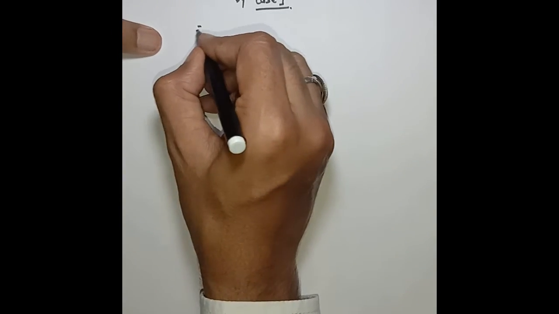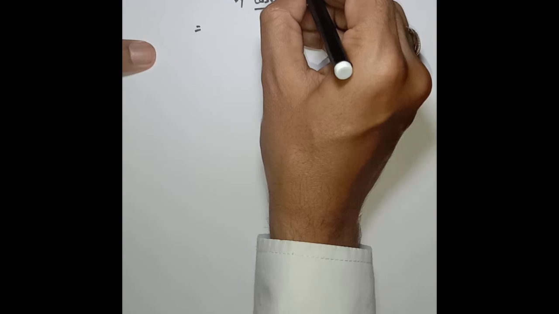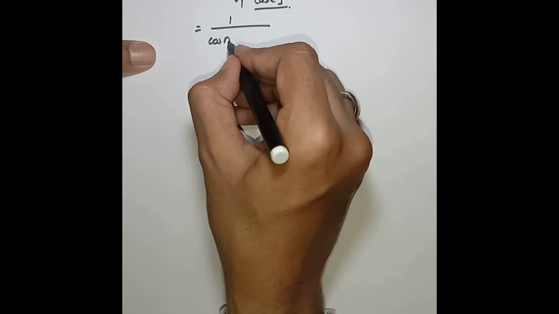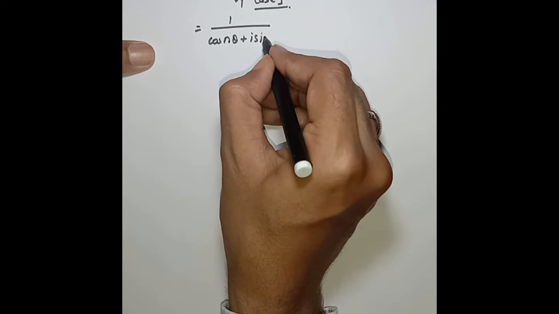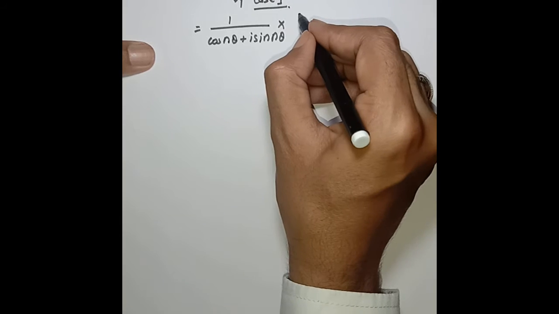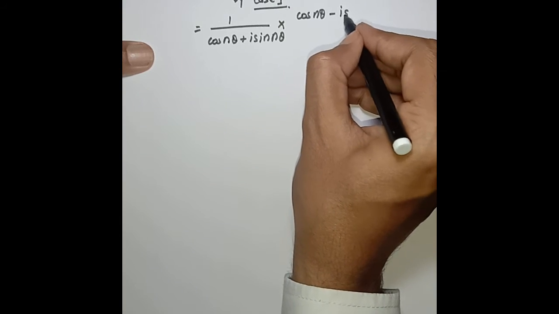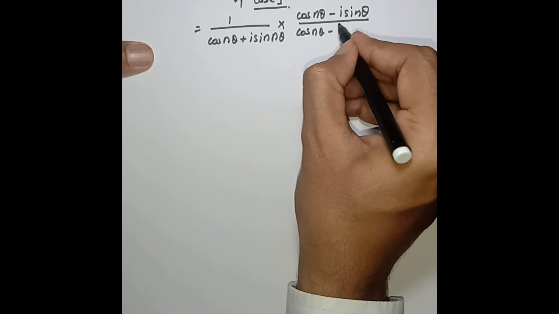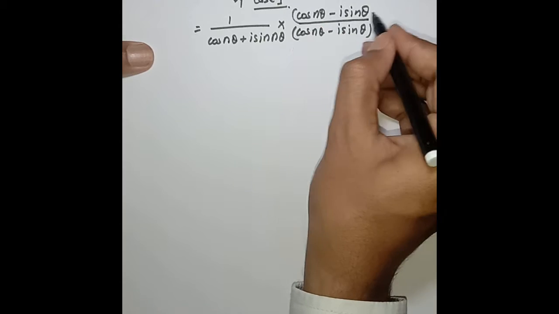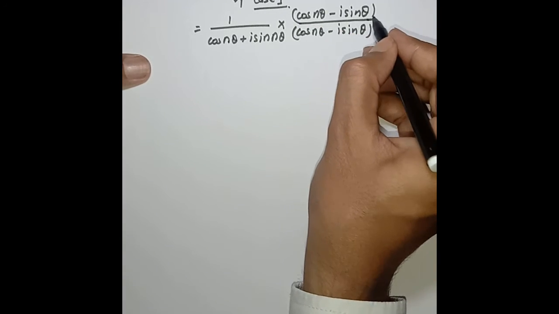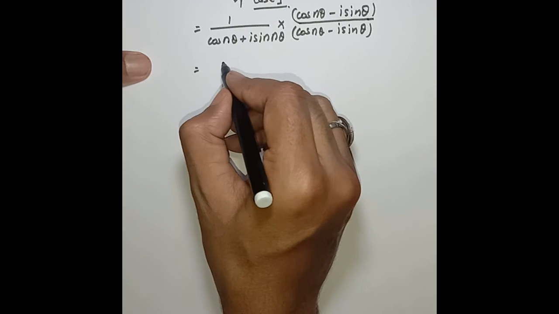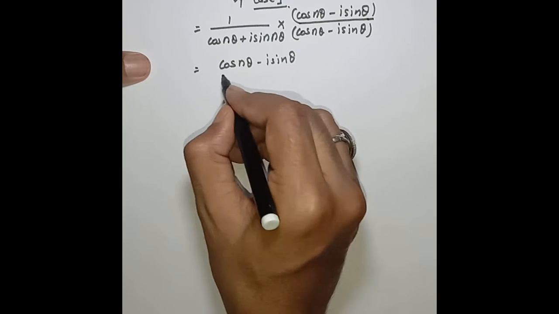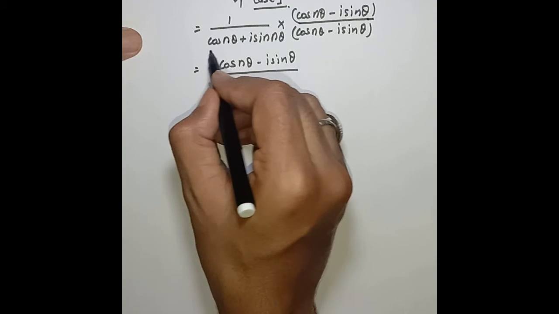Now if we rationalize this fraction 1 upon cos nθ plus i sin nθ, we multiply and divide by the same quantity, cos nθ minus i sin nθ. We have cos nθ minus i sin nθ in the numerator.